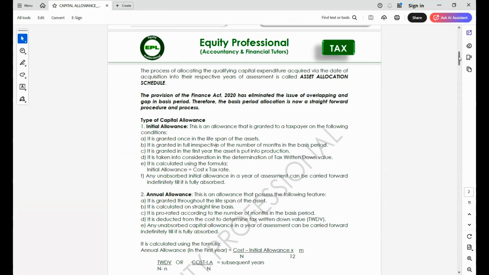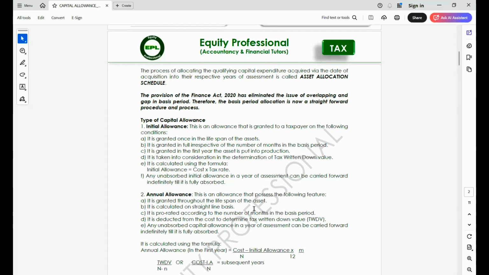So initial allowance is the first category of allowance that is claimable on an asset. After initial allowance, the second category we have is annual allowance, written as AA. As the name implies, once something is annual, it comes year in, year out. This annual allowance is claimable throughout the lifespan of an asset. It's not available only once, unlike our initial allowance.